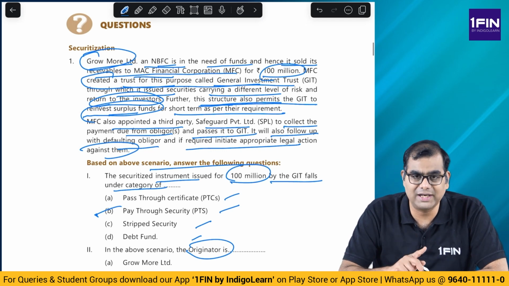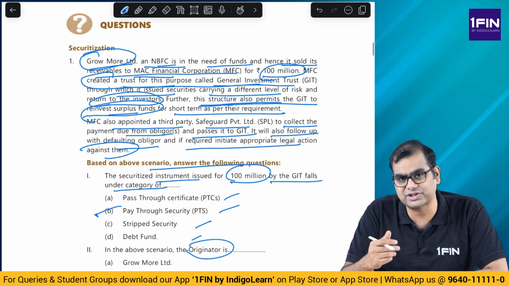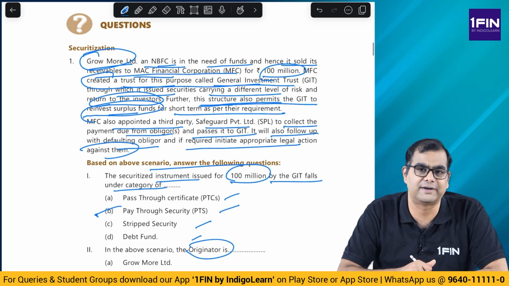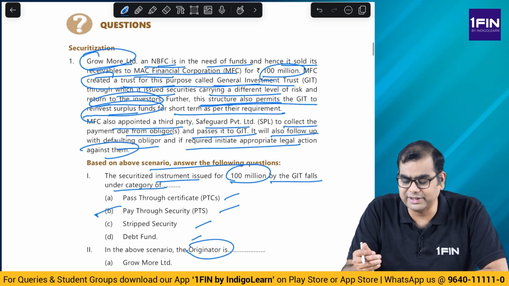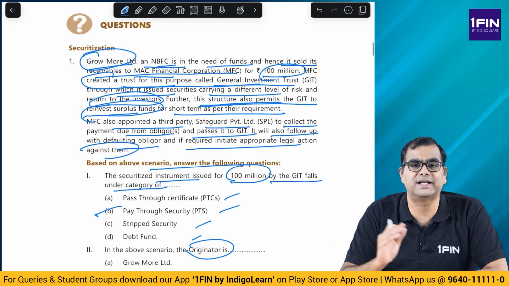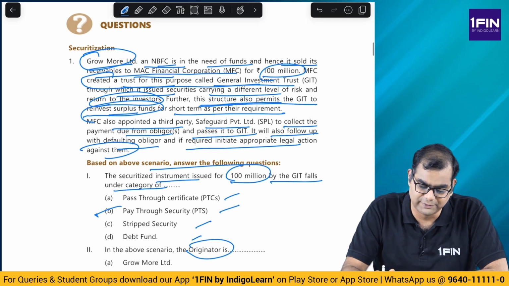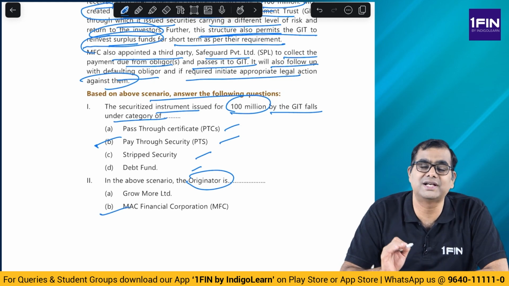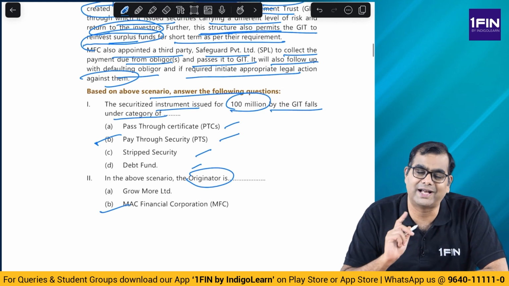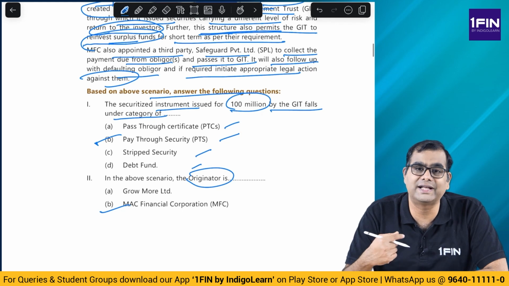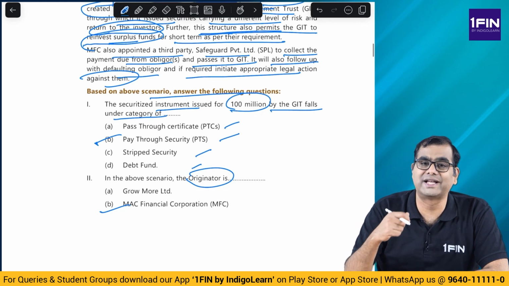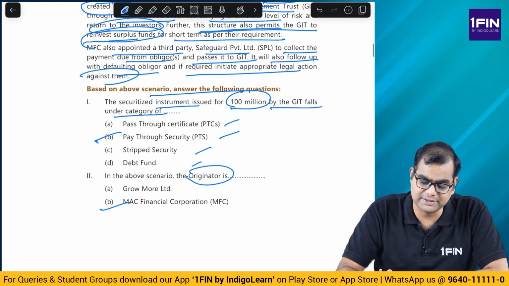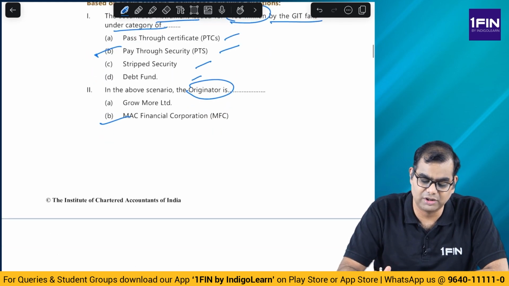In all our examples, we have learned that I have a receivable, then I create an SPV, I create a security in that particular SPV and all of that. If I sell to somebody and that second person does the entire securitization process, they are called the originator. So here the originator is MAC Financial Corporation and not Gromore Limited for that reason. The one who is doing the entire securitization process, the one who is creating securities, is MAC Financial Corporation, who is the originator.